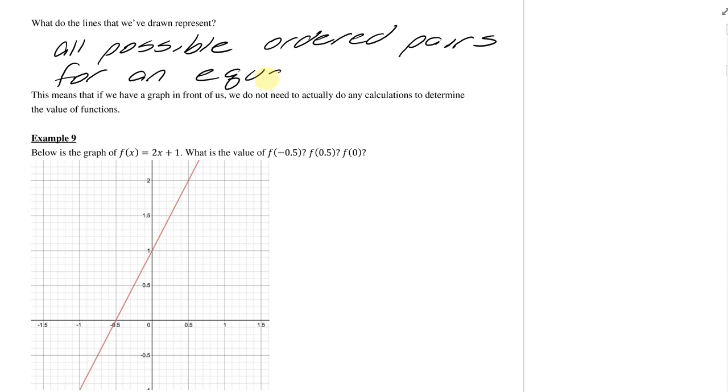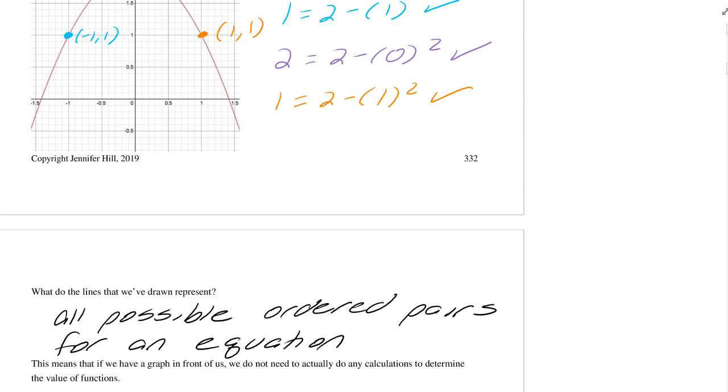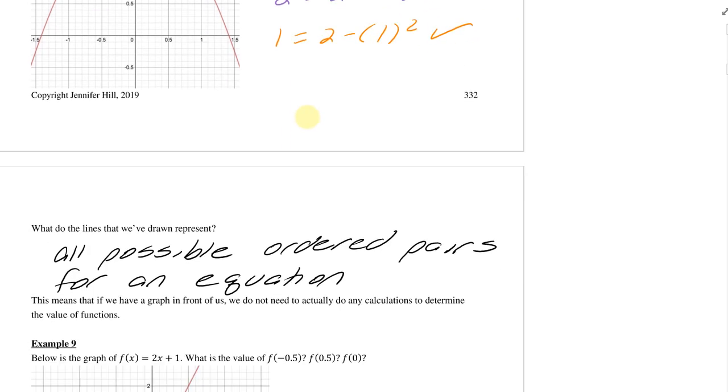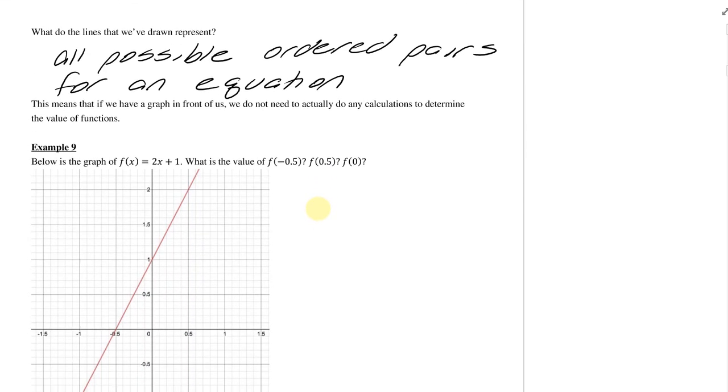So it can be really for any equation. That's a very powerful thing to understand because it cuts down on math for you, right? Because if I go back to this, if I had asked you to actually figure these things out, you'd have a lot more work to do. If I said, figure out what x has to be if y equals 1, that totally changes the nature of this. But if I just have the graph in front of me, I just pull them out and double check them and I'm good to go. So it's really handy to know that that's what these lines actually represent.